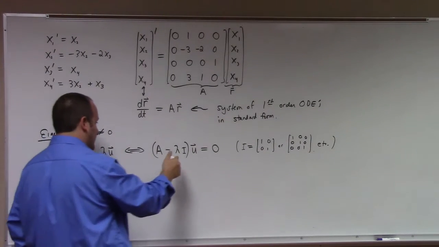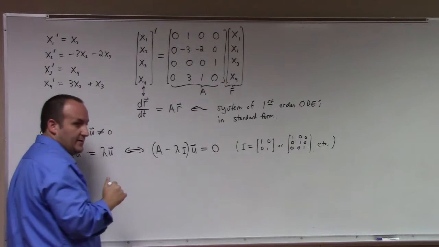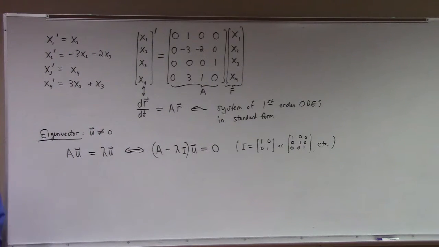And the thing is, one of the theorems we have in linear algebra is this. If you have a system of equations, a homogeneous system, and it has a non-zero solution, then that implies that the determinant of the coefficient matrix must be 0.